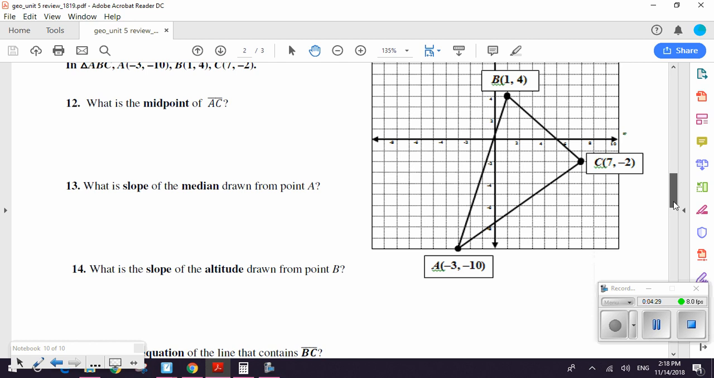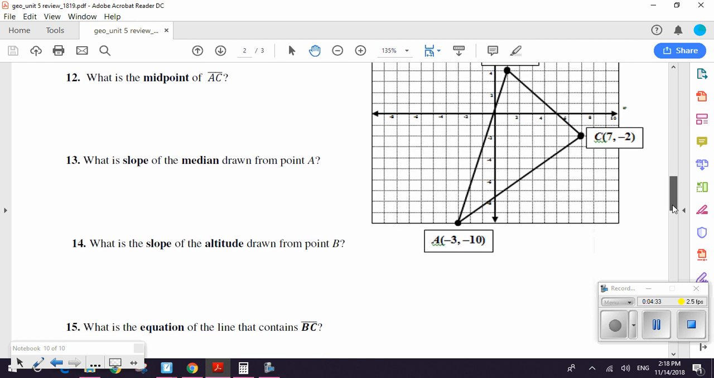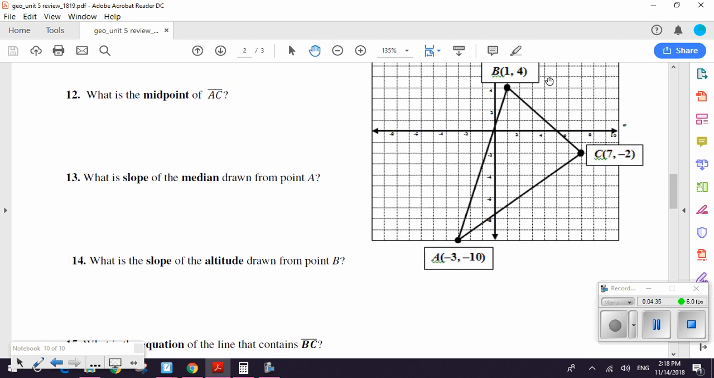All right, for number 14, they want the slope of the altitude from B. So it's using vertex B. All right, so an altitude has a vertex, which we have, but it also has to be perpendicular. So this one requires a couple of steps. No, we don't need a midpoint, but we need to know the slope of the side we're intersecting. So if I leave B, travel across the triangle, I would hit side AC. So first I need to find out the slope of AC. Then I can find the slope of my altitude.